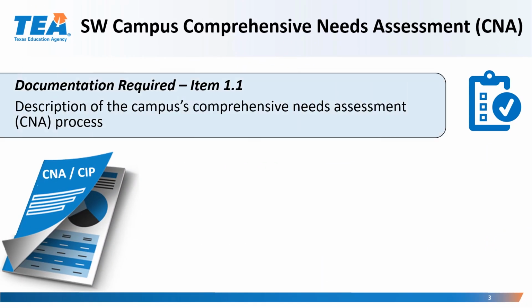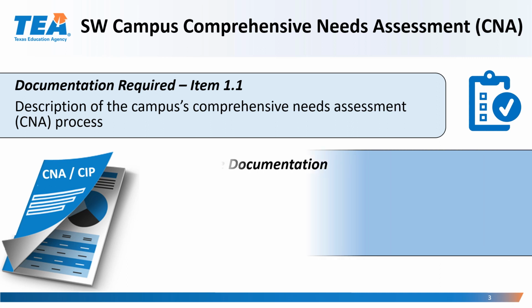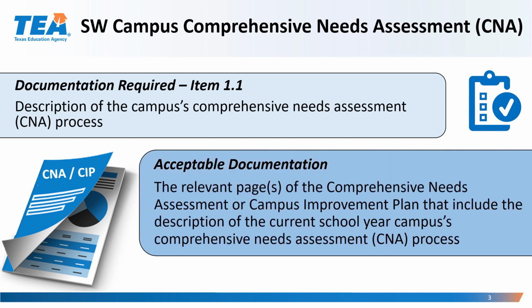The documentation required for item 1.1 is a description of the campus's comprehensive needs assessment process. The LEA will need to submit the relevant page or pages of the comprehensive needs assessment or campus improvement plan that includes the description of the current school year's campus's comprehensive needs assessment process.